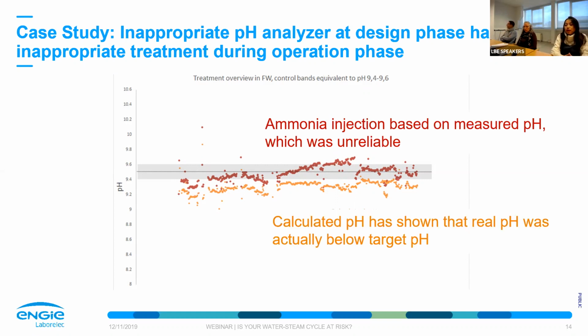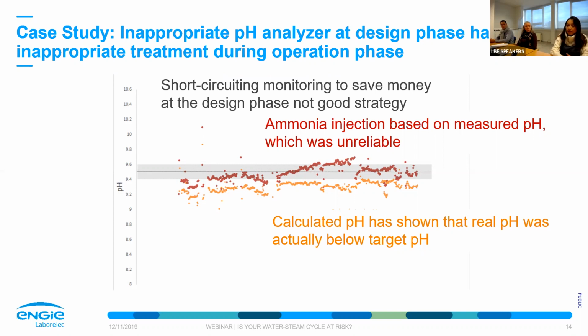But if you look at the calculated pH, which is calculated based on the specific conductivity, which is more reliable and more representative of the treatment, you can see that all this time they were actually below the target level, with the consequences we can imagine. And this was due to the fact that the plant was equipped at the design with a pH analyzer with a probe that was not appropriate for measurement in ultra-pure water, because measuring in ultra-pure water is a difficult exercise.